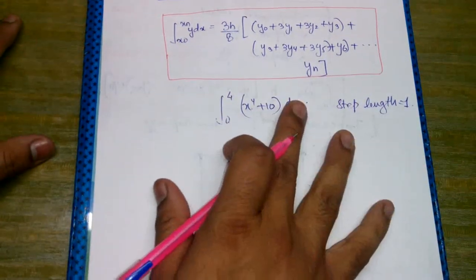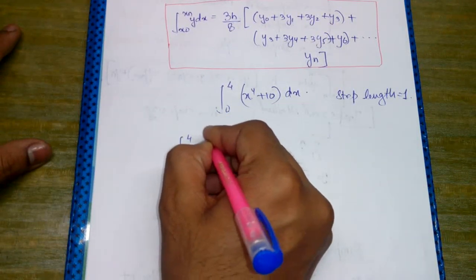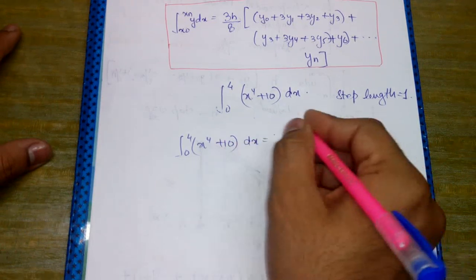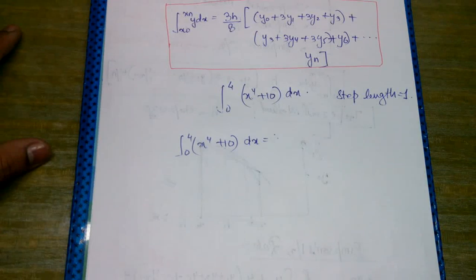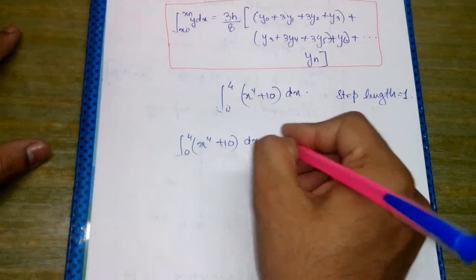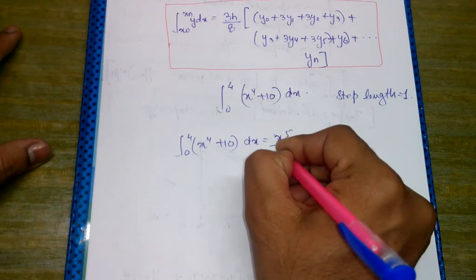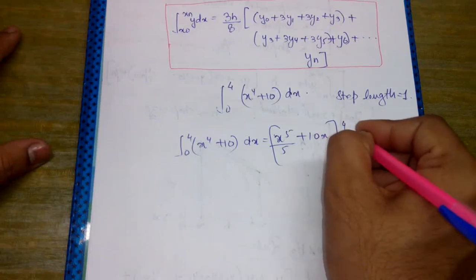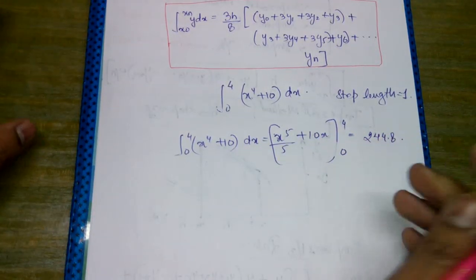First we will find the direct integration, because we have to find the error. So the integral from 0 to 4 of x to the power 4 plus 10 dx, if we evaluate directly, is x to the power of 5 upon 5 plus 10x from 0 to 4, and the answer coming here is 244.8.